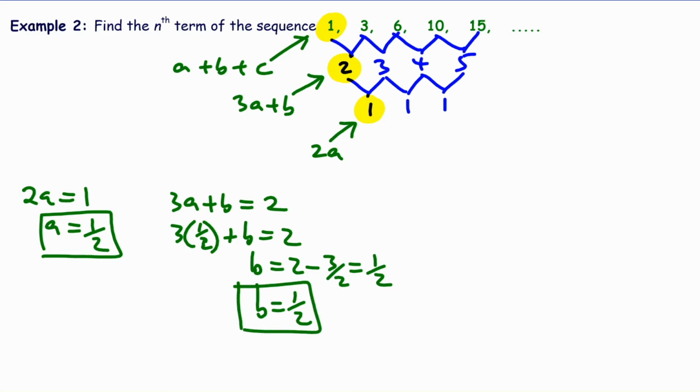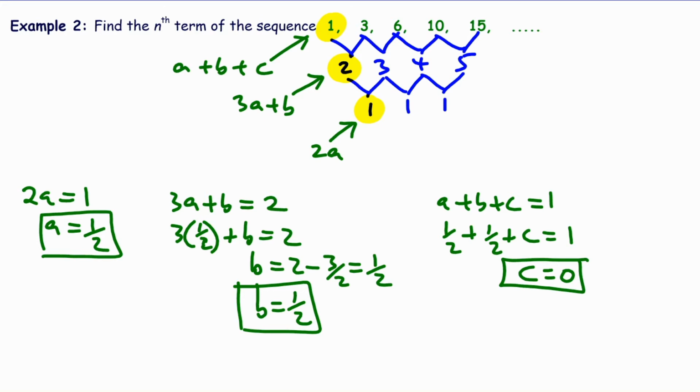And for c, we use the third equation. We know that a plus b plus c is equal to 1. So plug in a is a half, b is a half, plus c is equal to 1. So which means c is equal to 0.